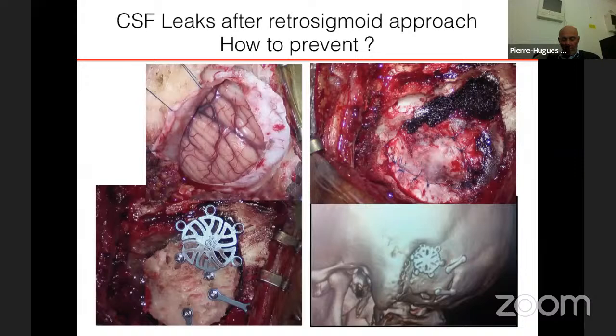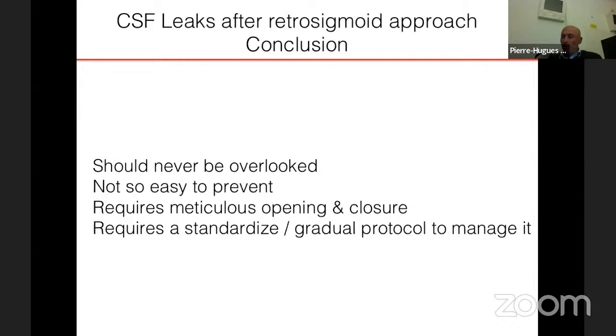So in conclusion, it should never be overlooked. I remember a case, and I will end with that, of a patient coming from North Africa. She was a 41-year-old with a big acoustic. We operated on this patient in Marseille. She remained for 2 weeks in Marseille in the vicinity of the hospital. She was quite okay and without any additional leak. She went back to her home village in a remote place in North Africa. And we heard 2 months later that the patient experienced some CSF leak. She experienced some meningitis and she died of that. So you should never overlook this kind of complication.